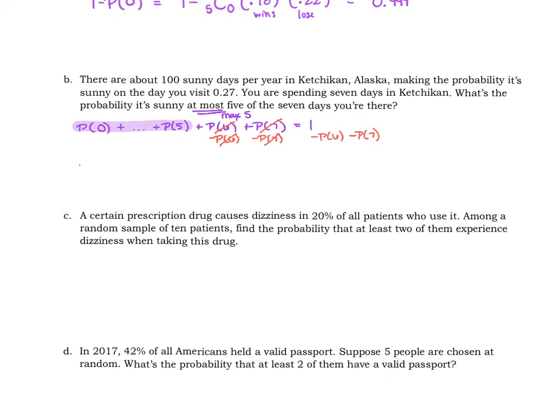So as we calculate, we'll take 1 minus the probability of 6 sunny days. So we're there 7 days. We would choose which 6 are sunny. The likelihood it's sunny is 0.27. We're going to look at 6 sunny days. The likelihood it is not sunny is 0.73, and it would be not sunny one of those 7 days.